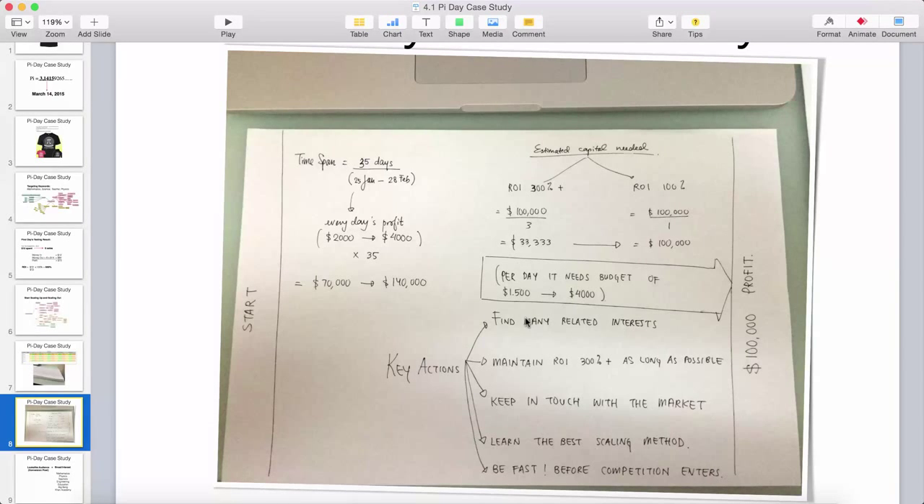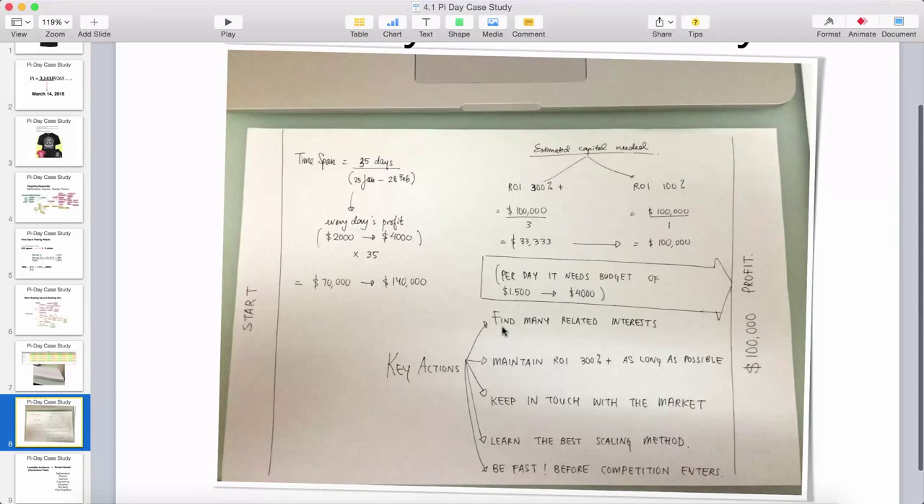After writing this down, I realized that $800 ad spend per day is not enough to bring me to my goal. I have to be aggressive to find more interests to scale. I need a strategy. So the key action here is I have to find many related interests and maintain the ROI at 300% as long as possible. Keeping in touch with the market means that I need to engage with the audience through the comments to know what the audience wants, and check whether there are other scaling methods that I can use.